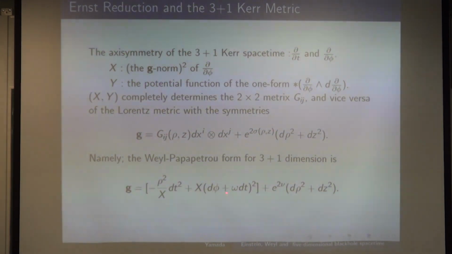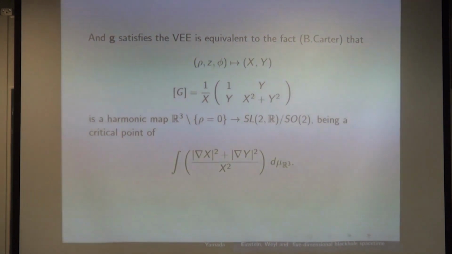y is a twist. So omega contains information. You see that dy is equal to this, so you have to integrate once to get y. So the information about y is hidden here. And then it turns out that this vacuum Einstein equation is equivalent to the harmonic map from R3 minus the z-axis into the hyperbolic space.